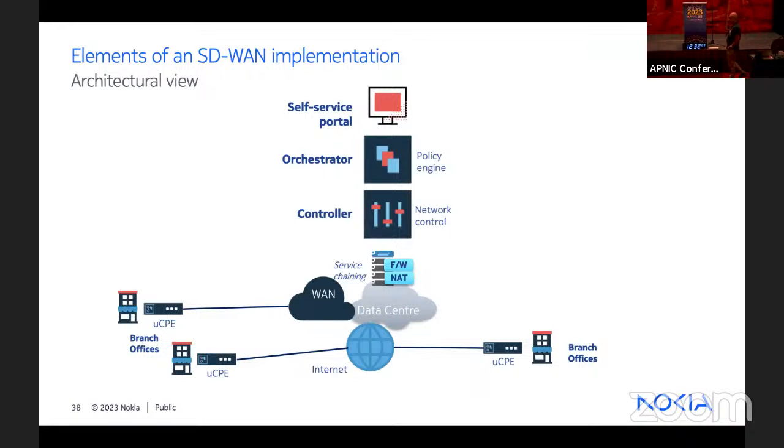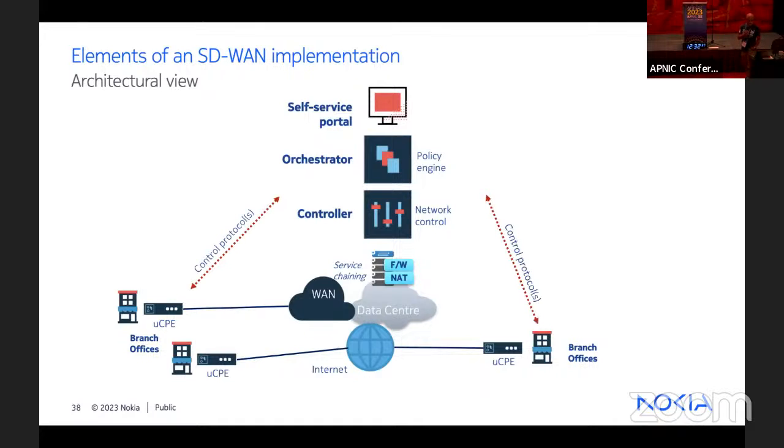And then you have a controller. The controller is tasked with looking after the network side of it, building the tunnels and the routing and so on. Now, this is, like I said, a conceptual overview. When I say an orchestrator, a self-service portal, and a controller, there need not be separate elements. They could all be delivered out of one element. So these are just functional blocks, right? So just keep that in mind. You may often find that the orchestrator and controller are part of the same system.